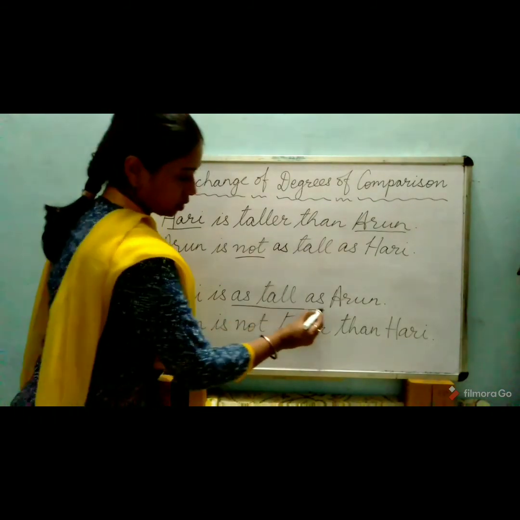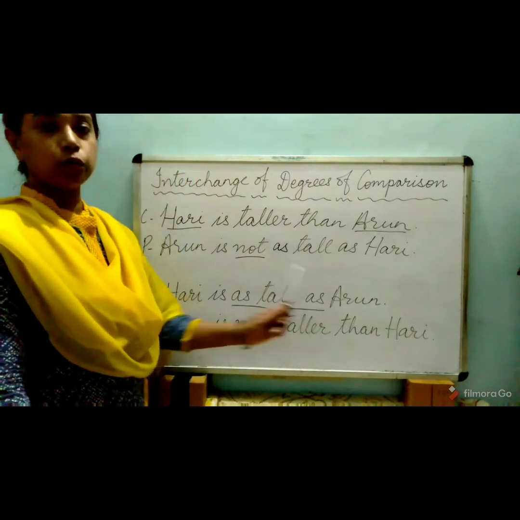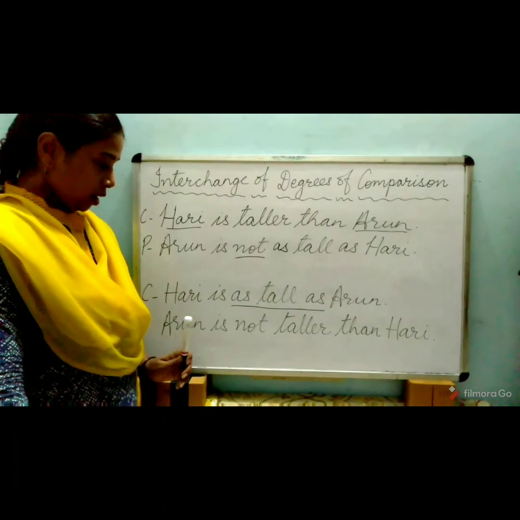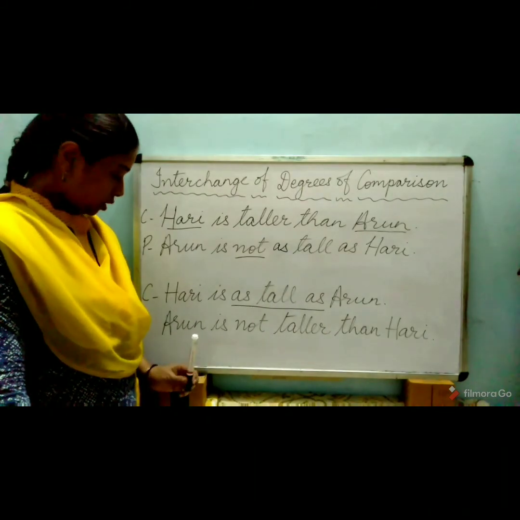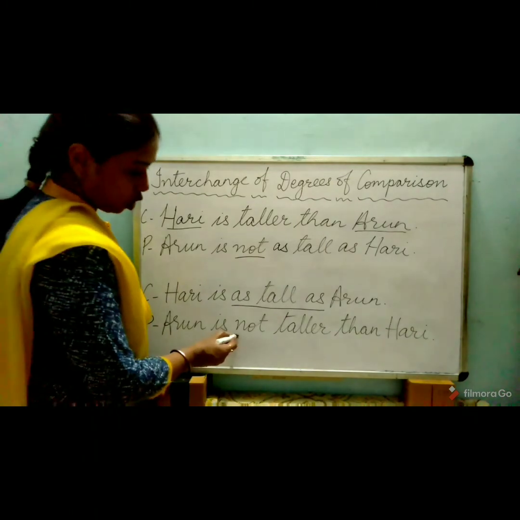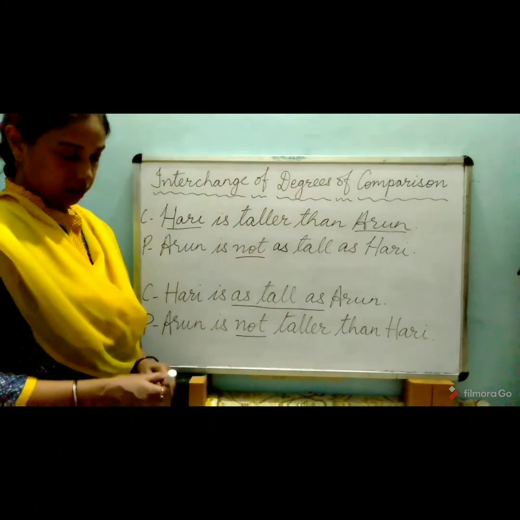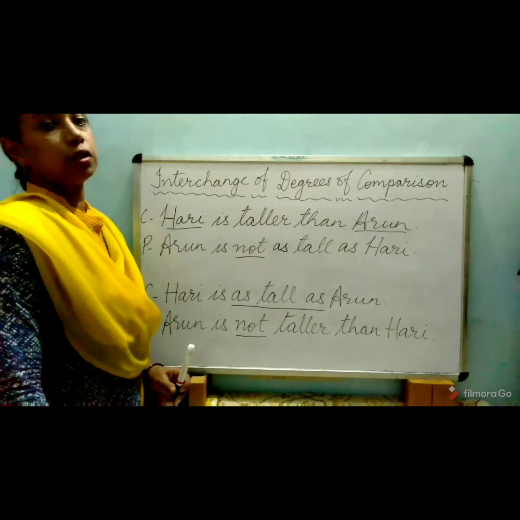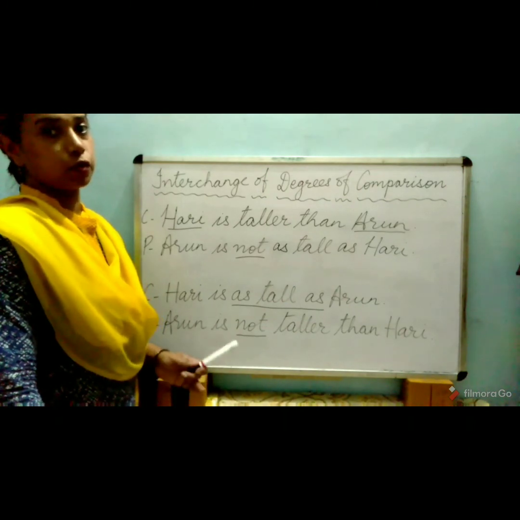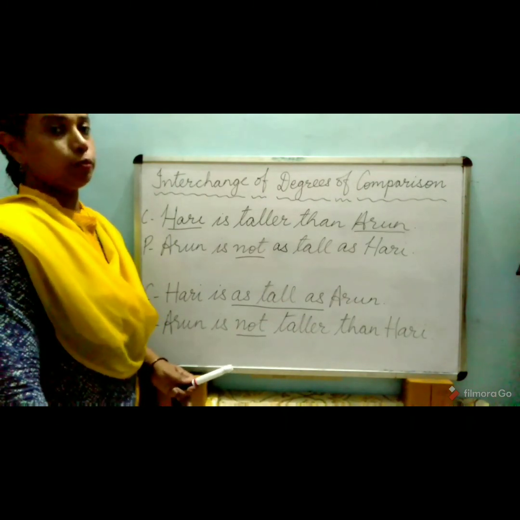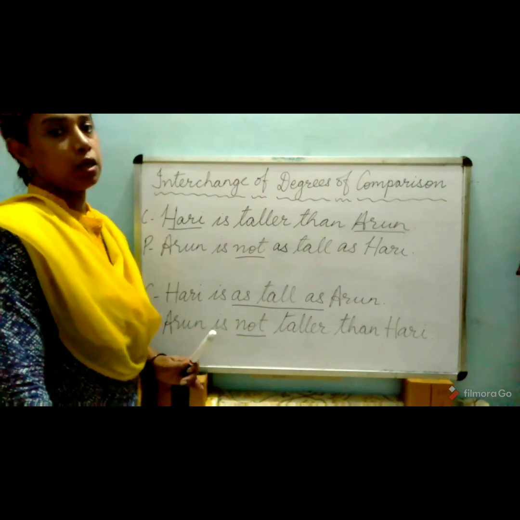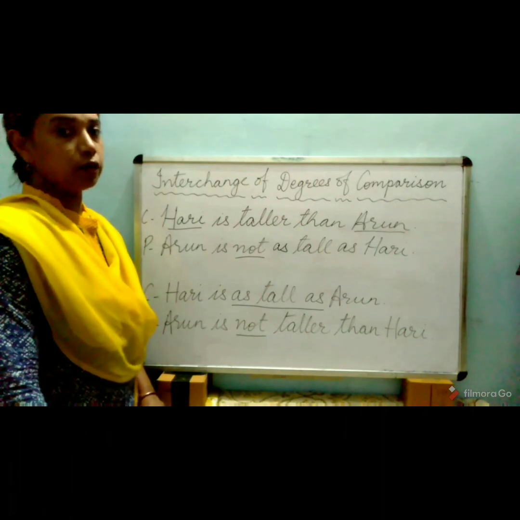Then in the same way, the last sentence here, Hari is as tall as Arun. As tall as means that both Hari and Arun are of the same height. They are of equal height. So without changing the meaning, how will you write it in the comparative degree? Arun is not taller than Hari. So in this way, children, learn how to change the degrees from positive to comparative, from comparative to superlative, and from superlative to positive. Keep all the rules, all the points in mind while interchanging the degrees of comparison.